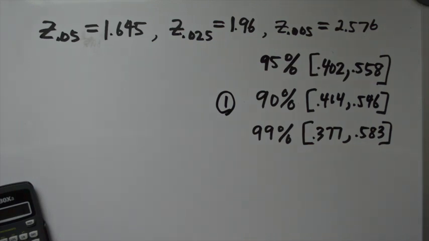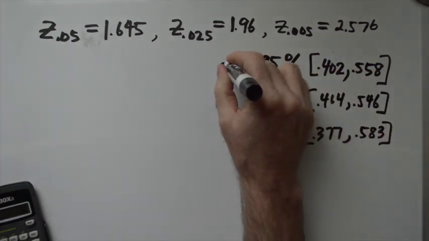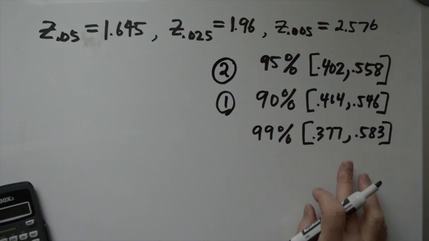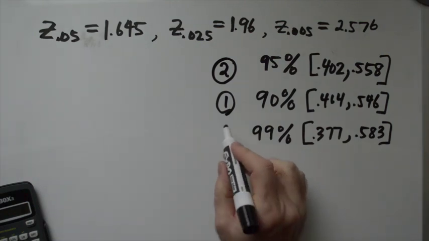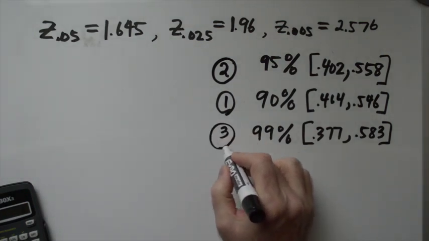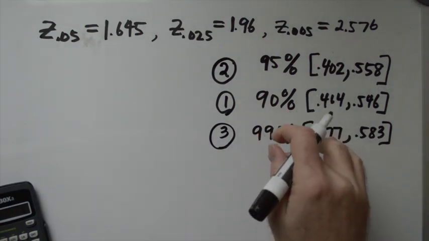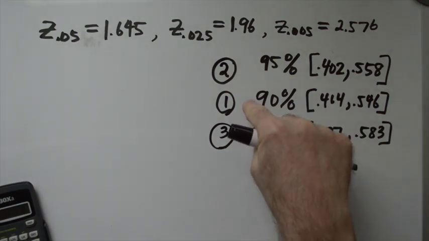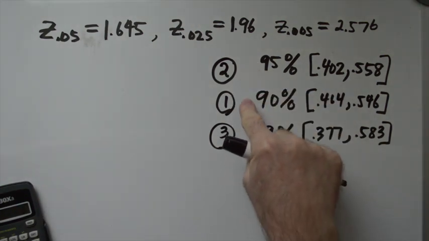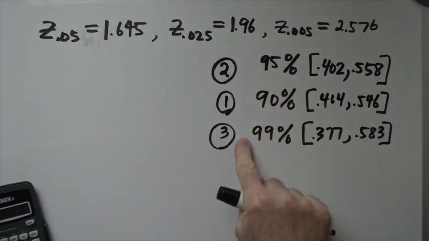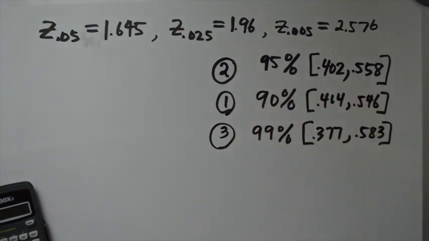Which one is next? Which one has the next best level of precision? Well, it's this one here. And the last one, the one that is the least precise, is this 99% confidence interval. So we can see that as the level of confidence goes up from 90% to 95% to 99%, the level of precision is going down. We're making more confident statements, but we are making less precise statements.